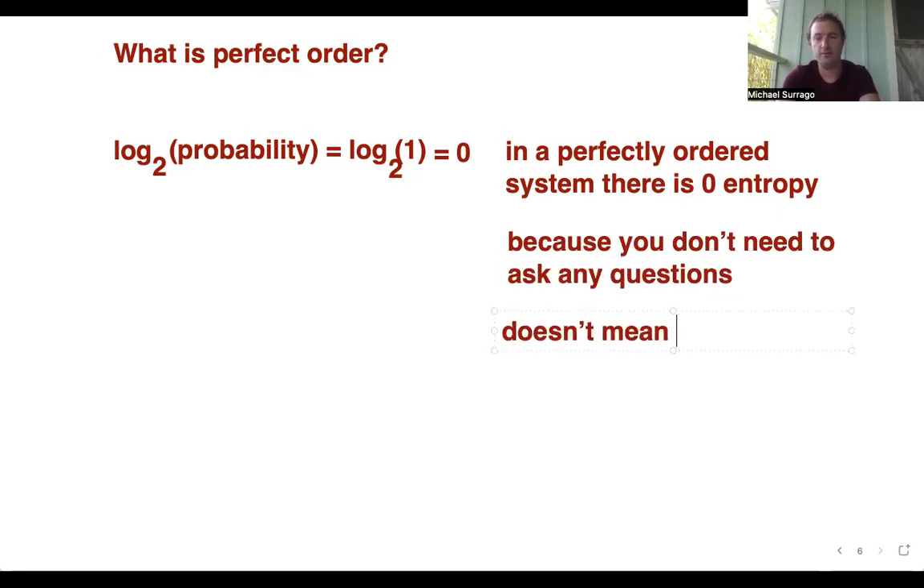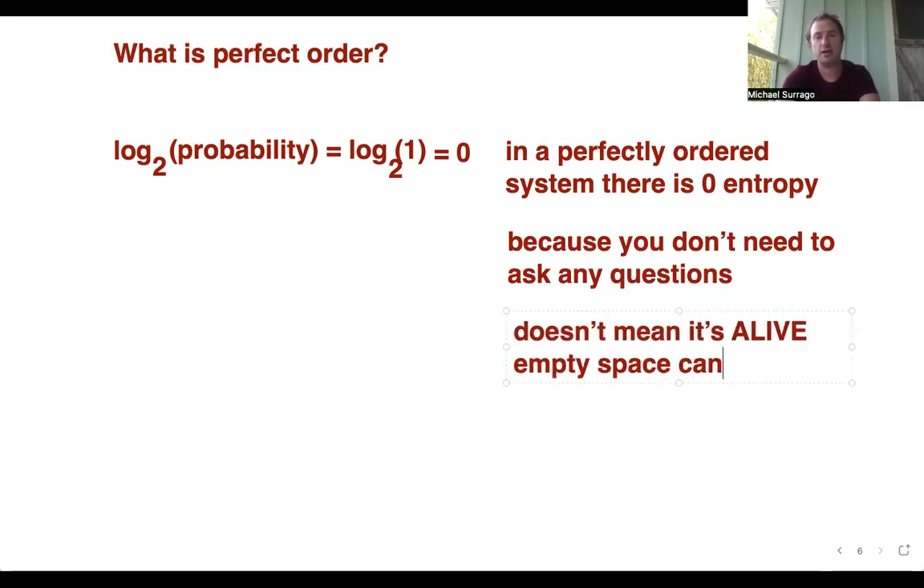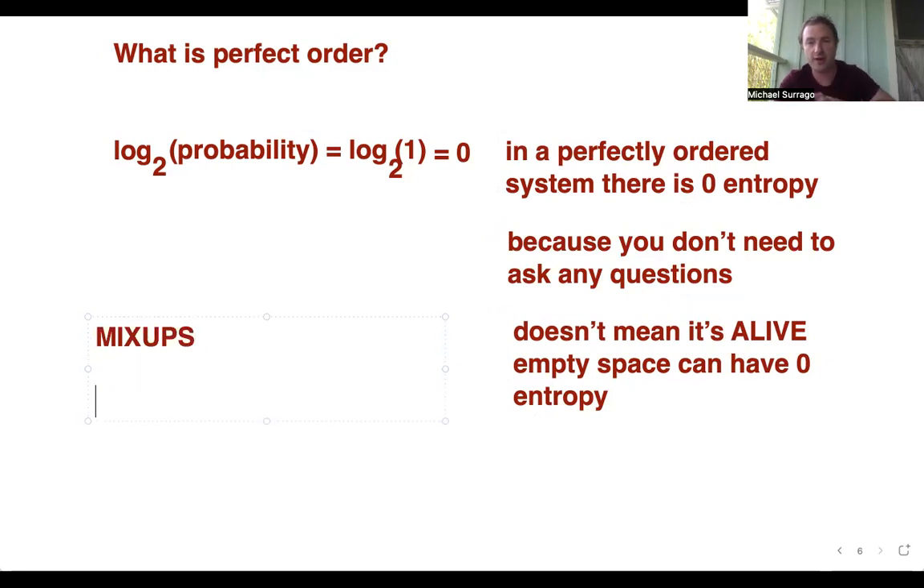However, this doesn't mean it's alive. It doesn't mean it's alive, because empty space can have 0 entropy. And this is where I want to talk about something where, again, what creates entropy is mix-ups, right? So the best way to think about this is mix-ups are basically heat in the physical world.